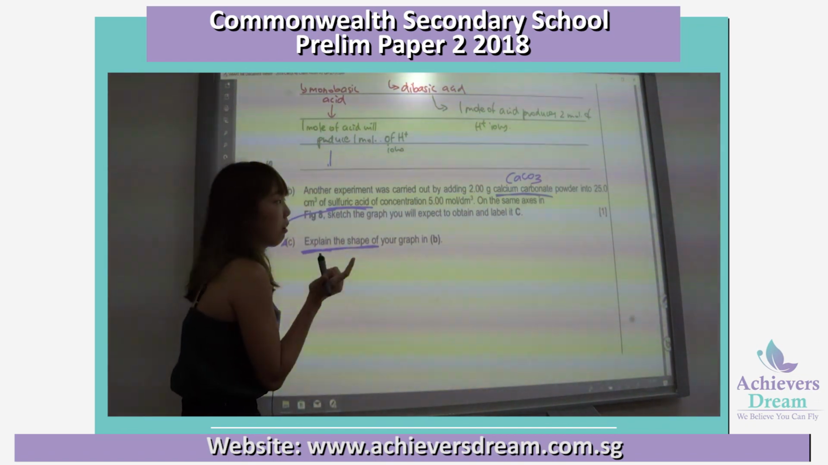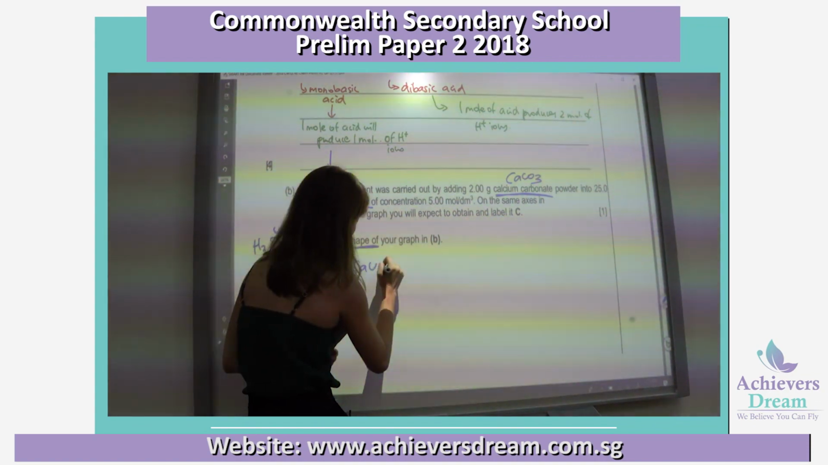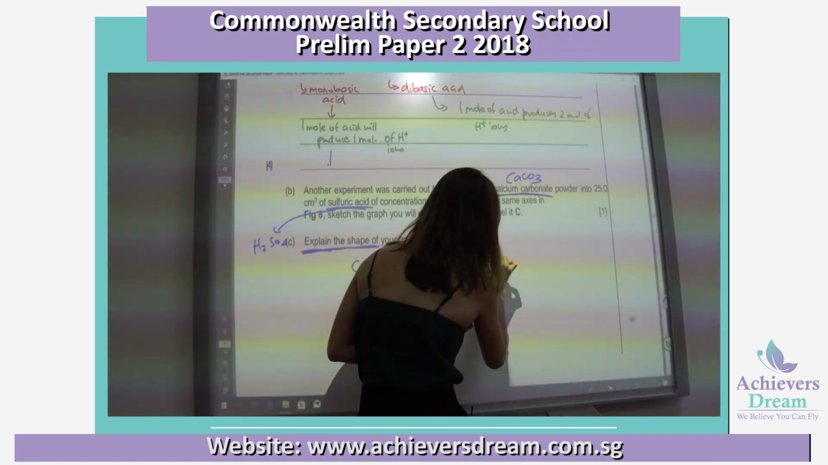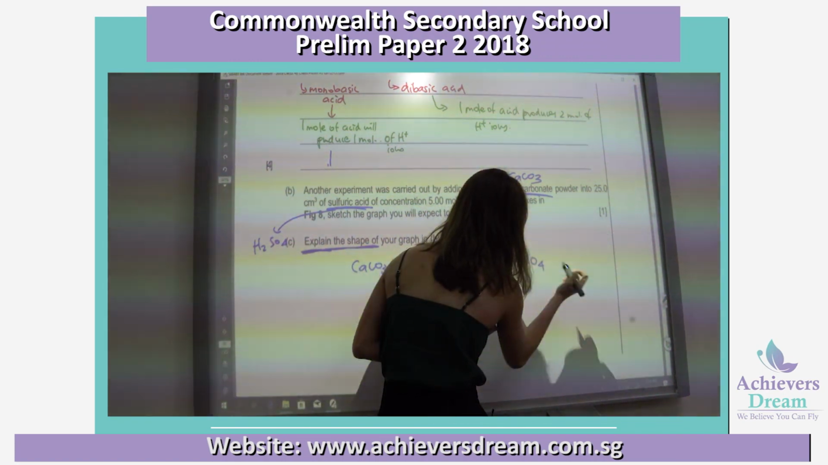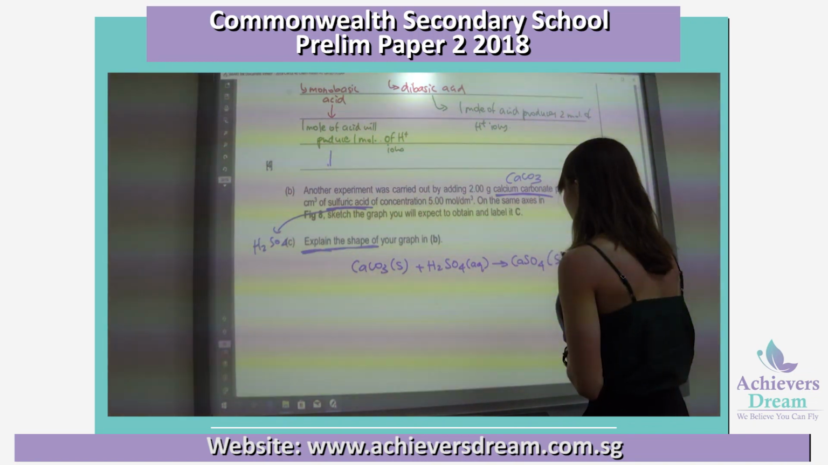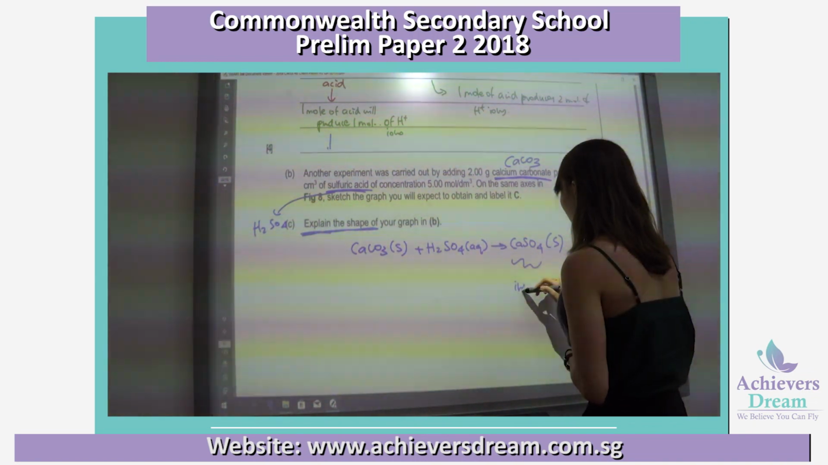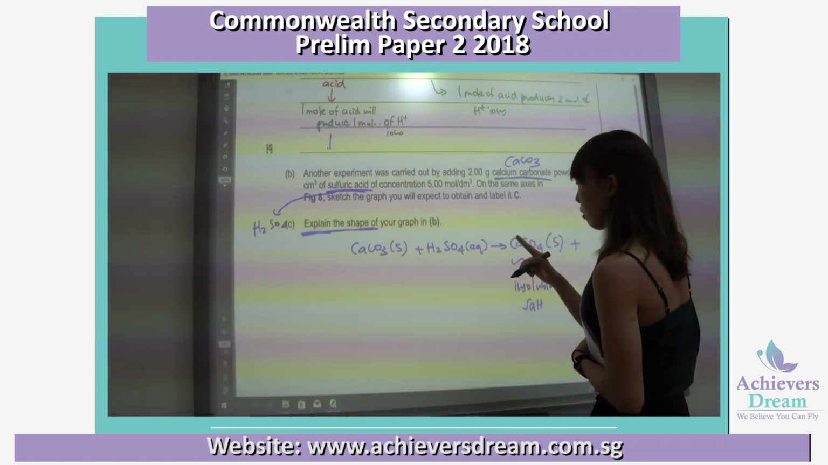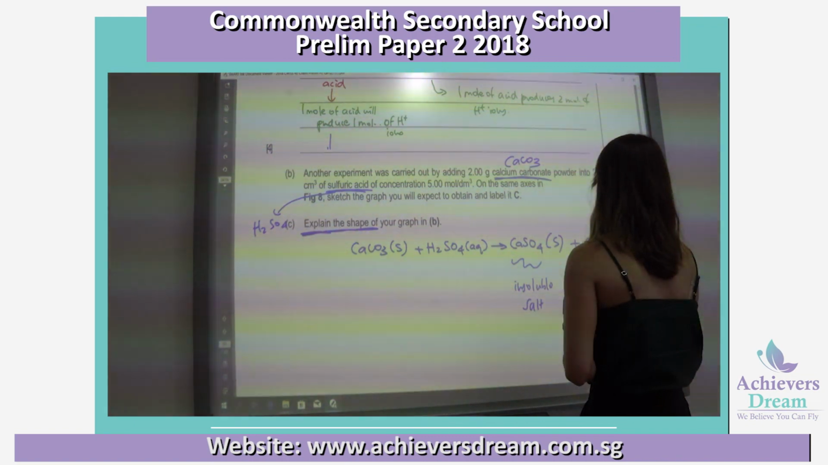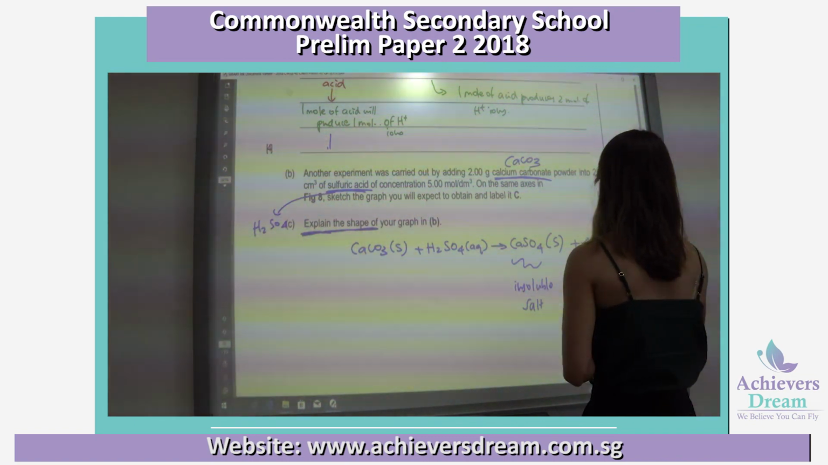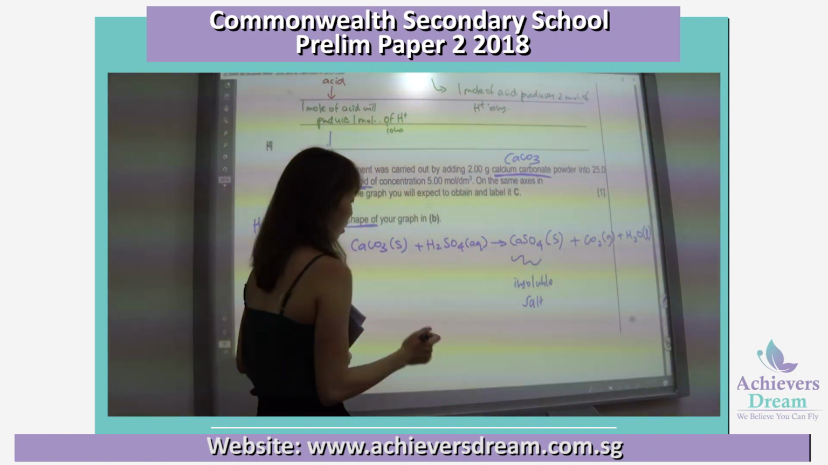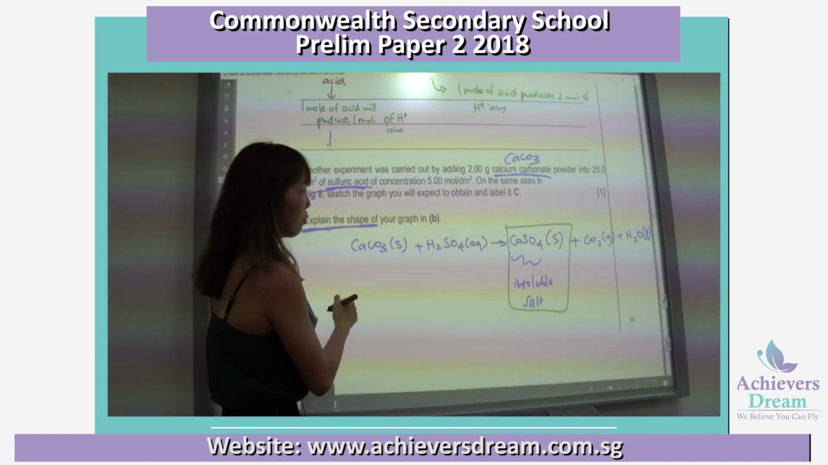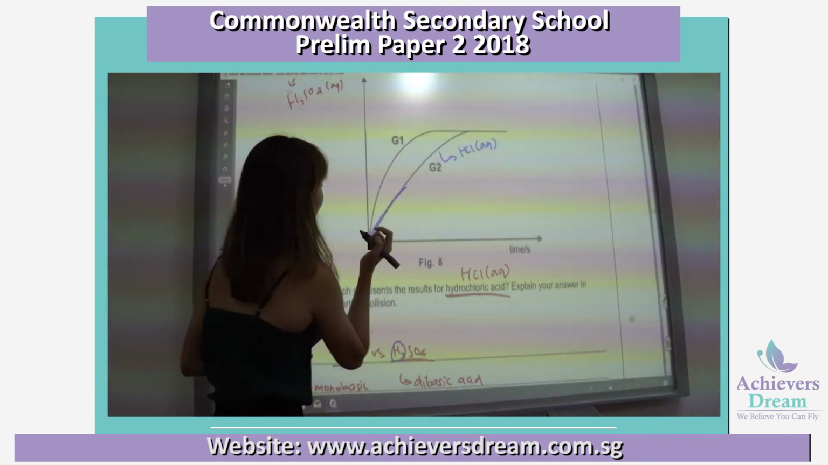Okay, first let's write down the chemical equation. So calcium carbonate plus H2SO4 will give me calcium sulfate, which is in the solid state. This is an insoluble salt, plus CO2 plus H2O. So this is the chemical equation. Now when I see calcium sulfate and I know that it's an insoluble salt, how would the graph look like? Okay, now I'm going to draw the graph.